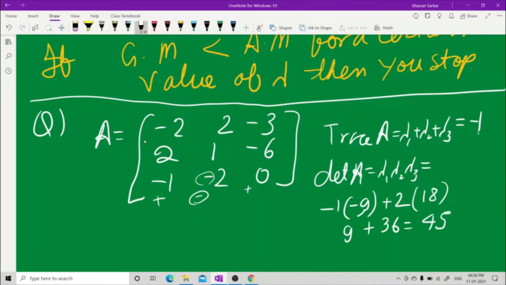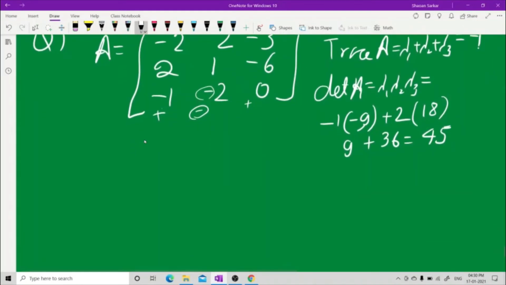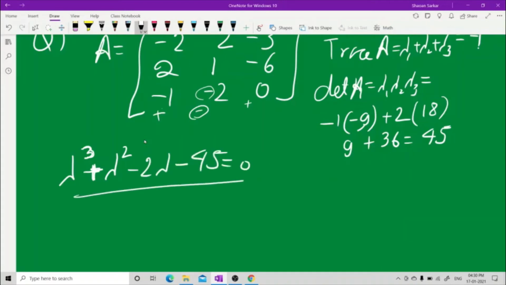Very simple. I'm not writing that formula, though I can write it down. You will find this as your homework: how did I get this expression, plus lambda square minus 2 lambda minus 45. You will find this characteristic equation as homework. I'll not find it now, because I'll just use this minus 1 and 45 to get the eigenvalues.